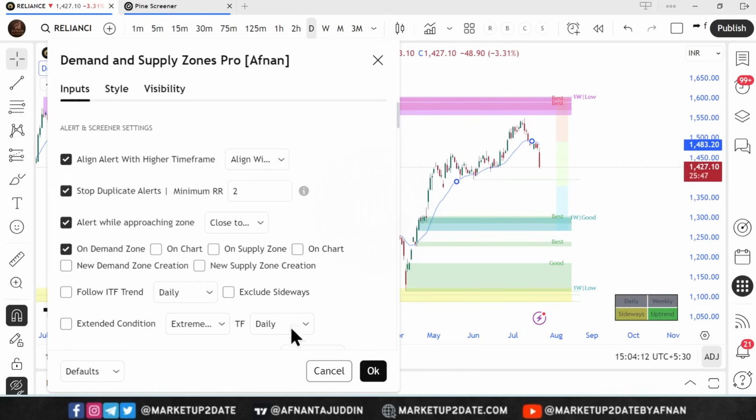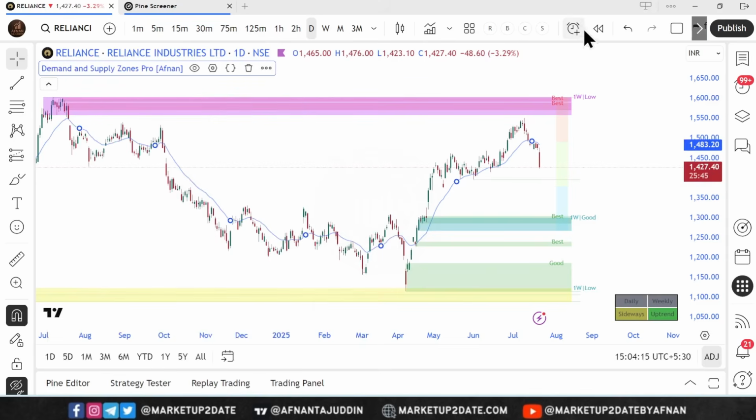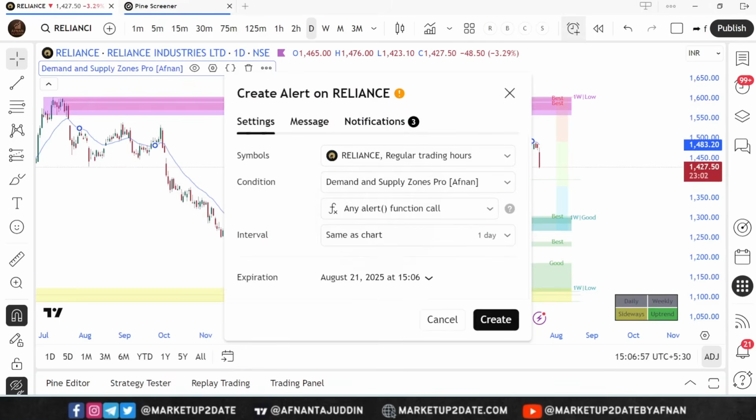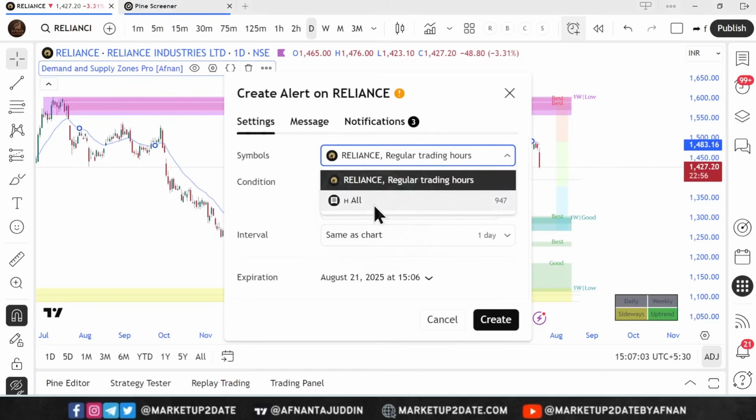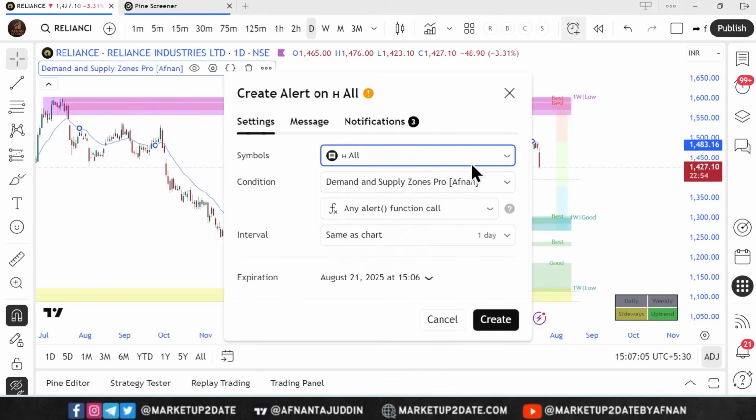Now we open the alert panel. You can get here by clicking the alarm clock icon on the right. If you have a premium trading plan, you can set alerts for a watch list. So in symbols options select watch list. You can set alerts for a maximum of 2 watch lists in the premium plan.